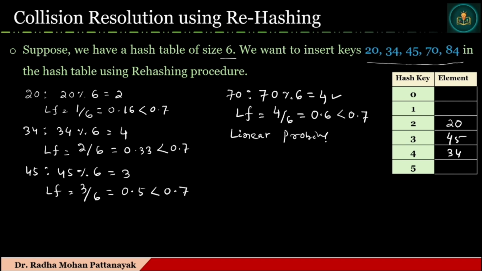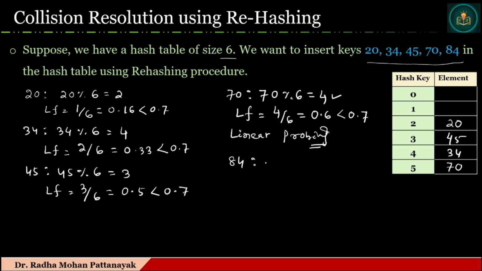As per the linear probing method, you know that if that key is already filled, then we will search for the next free space to insert the element. Hence, we will insert 70 into address 5. Okay. Then the next element is 84.